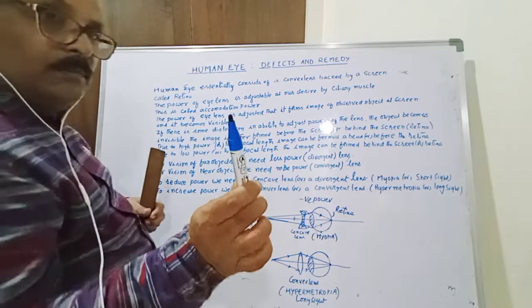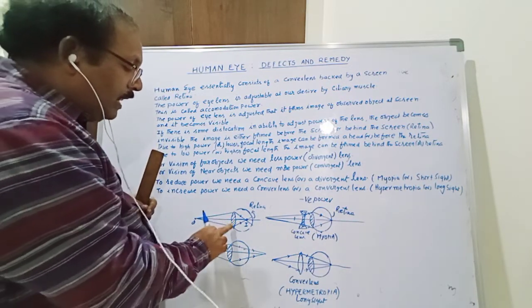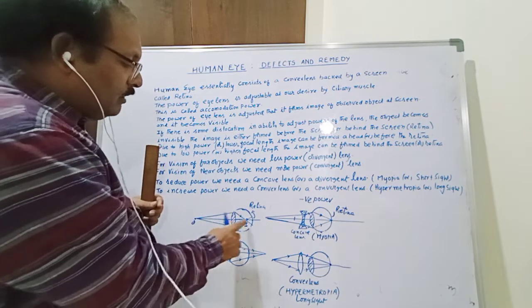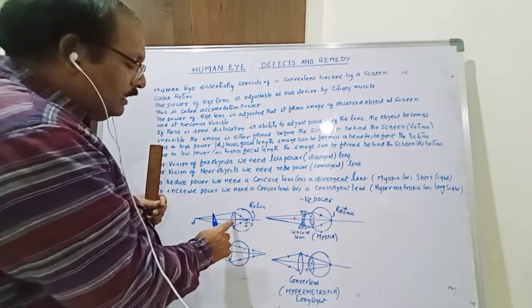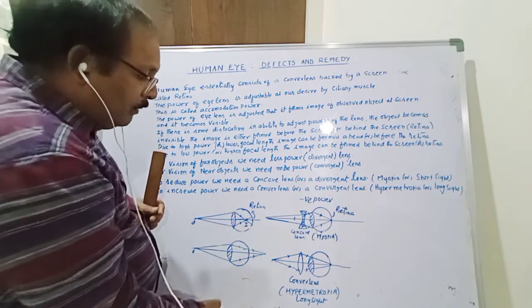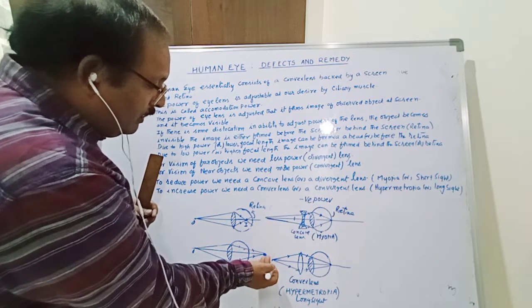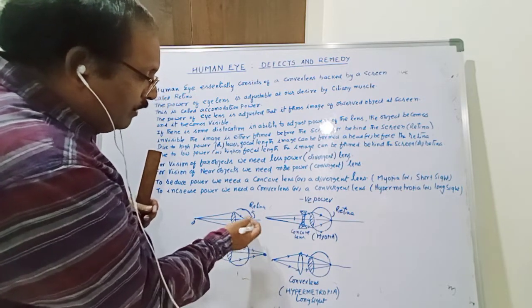See children, please try to follow again. See here, sometimes I cannot accommodate the image on the retina. So that means the image is forming before the retina or the image is forming after the retina. See here, this is after it is formed. In this case, the image is formed before.